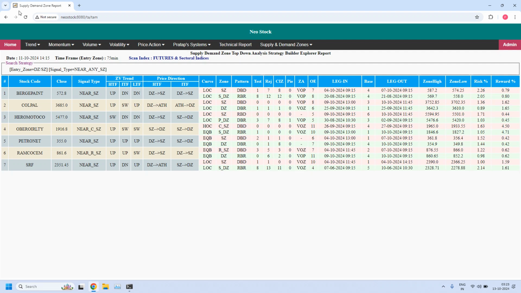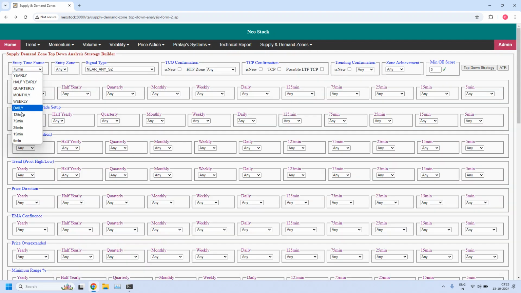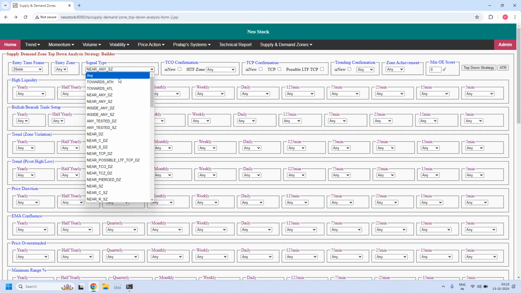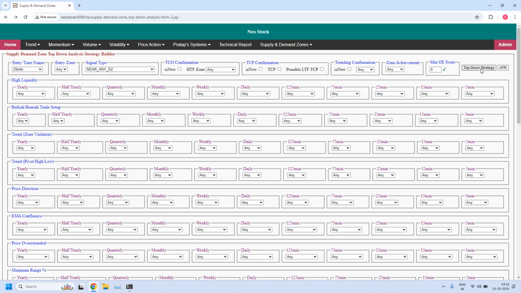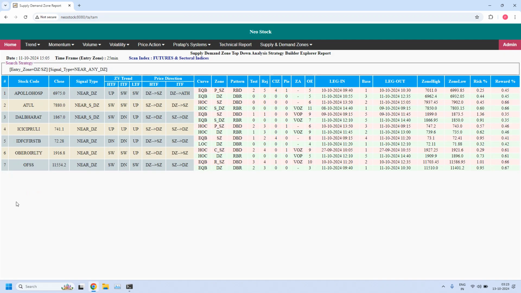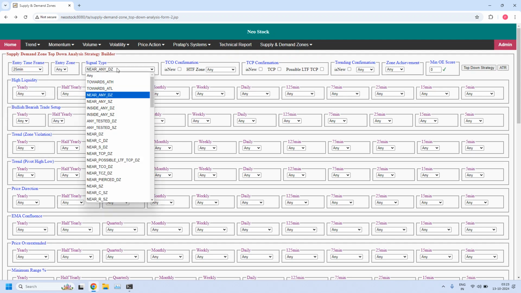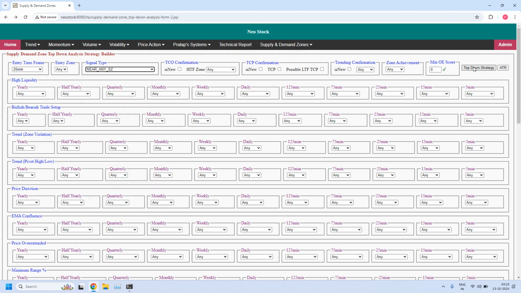Okay, next time frame is 25 minutes. Let us find the stocks near 25 minutes demand zone. 7 stocks are filtered. Next, for 25 minutes time frame, let us find the stocks near 25 minutes supply zone.